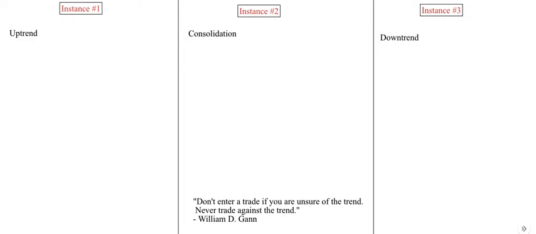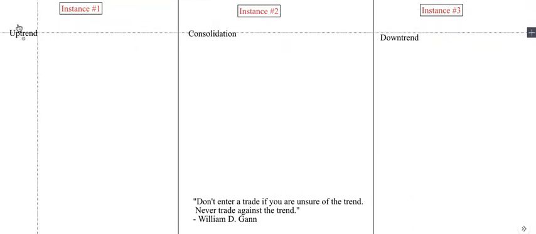Welcome traders. I just want to make this quick educational video on finding good entries in different instances in the market. So there's three different instances. There's uptrend, so this is when the market's going up. The second instance is consolidation, so this happens when the market is just moving sideways, there's no trend to it. The third instance is a downtrend.